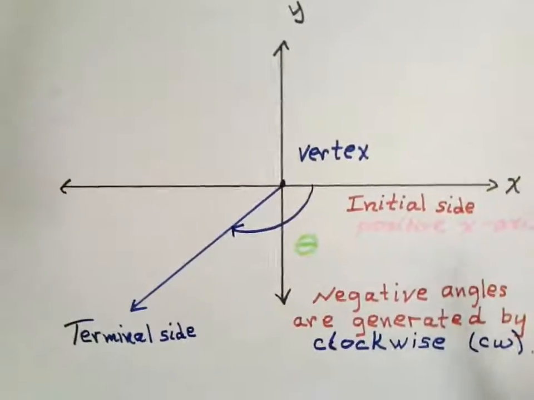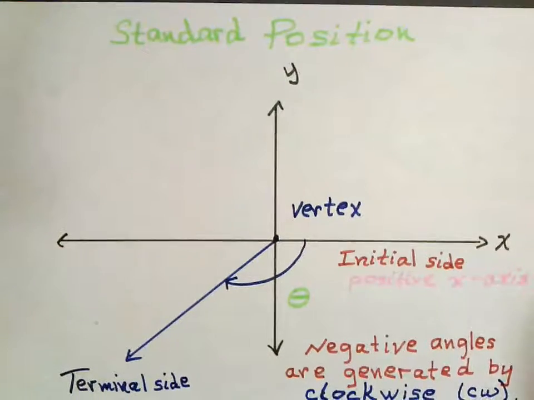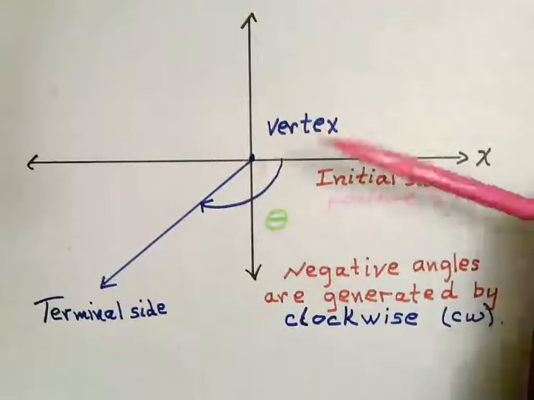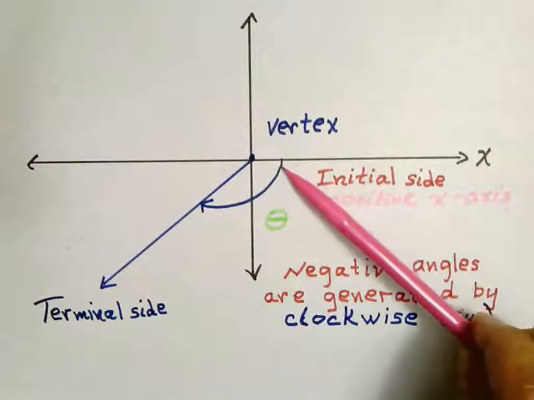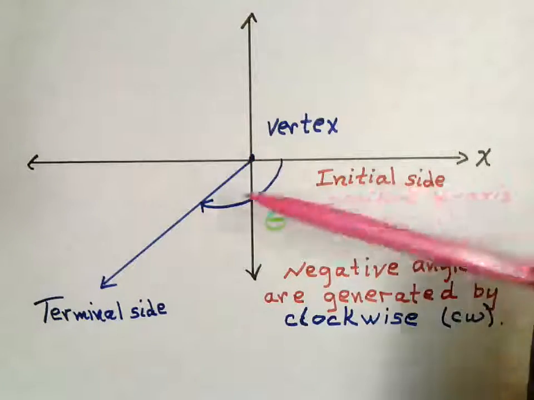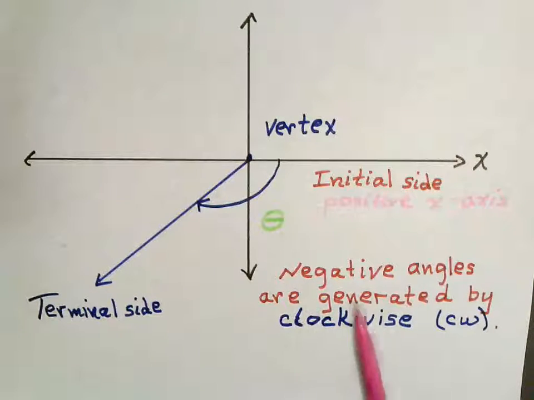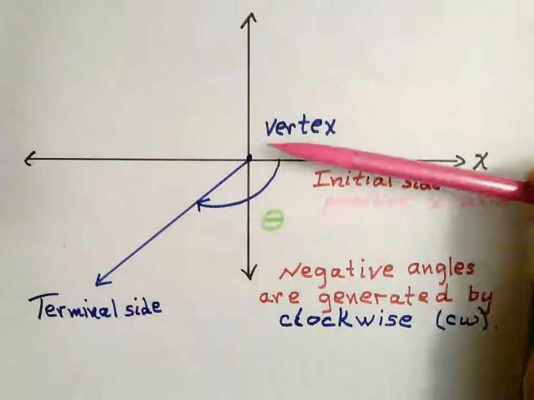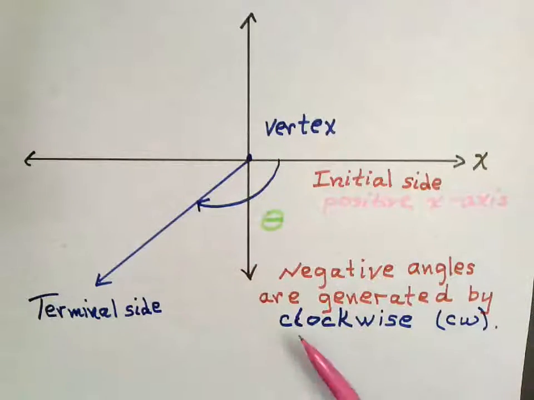Let's talk about another angle in standard position. Again, we're starting on the positive x-axis as our initial side. But this time we're going clockwise, like the hands of a clock. We're going to have negative angles. Negative angles are generated by clockwise rotation. So again, we start on the positive x-axis and we go clockwise. That's a negative angle.